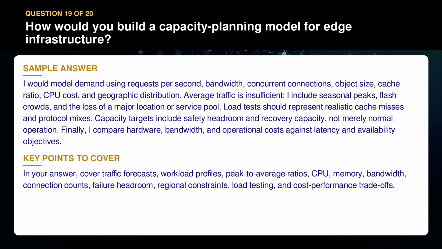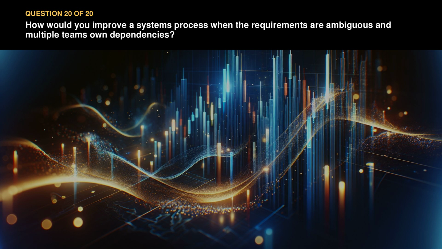In your answer, cover traffic forecasts, workload profiles, peak-to-average ratios, CPU, memory, bandwidth, connection counts, failure headroom, regional constraints, load testing, and cost-performance trade-offs. Question 20. How would you improve a systems process when the requirements are ambiguous and multiple teams own dependencies?